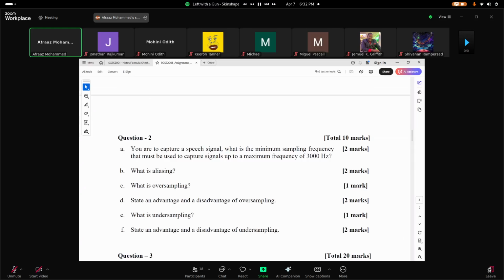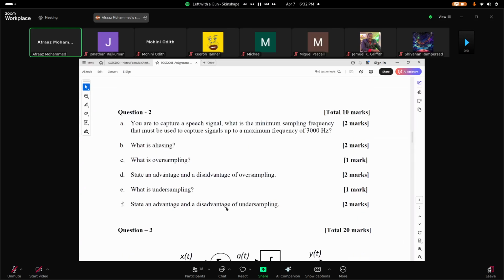The next one is you have to identify what is aliasing, then talk about what is oversampling, and state an advantage and disadvantage of oversampling. And then finally, look at undersampling. What is undersampling? And then state an advantage and a disadvantage of it. Those answers will be part of your notes also.